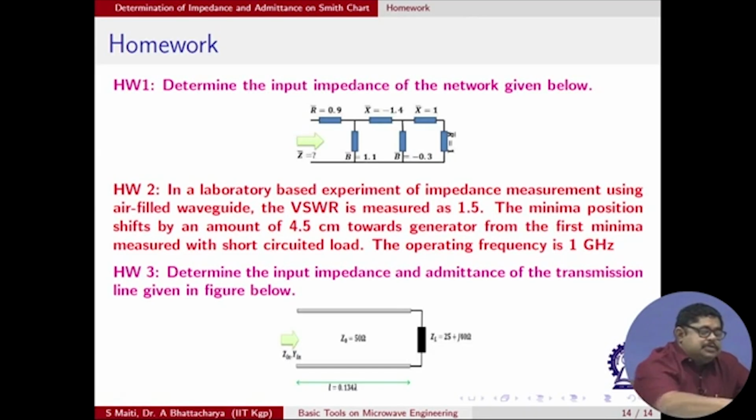Again the same thing, first you locate the load, then you draw the constant VSWR circle, and in that circle you move by the requisite transmission line distance, and you will arrive at a point that is your input impedance. The only thing is, that impedance you then need to convert to admittance and give us the answer. So, the assignment will be similar to what we have done. I think you will be able to do it.